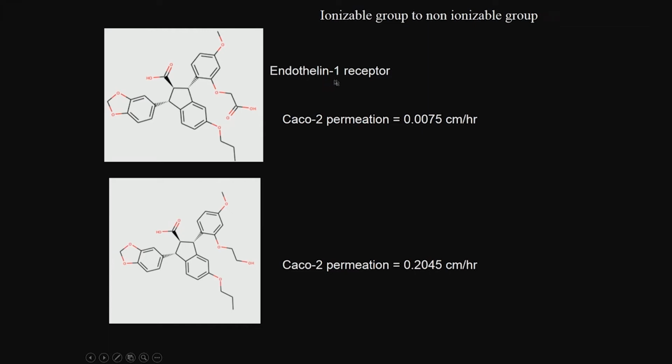This is an endothelin 1 receptor. The permeability through CACO2, which are cells from the stomach epithelium, is very poor. Whereas when I reduce the ionizable group to a non-ionizable group, because you have the acid here, so we can have O minus and H plus, we convert that into OH, it does not get ionized. Look at the permeability, a huge increase, maybe 500 times increase.